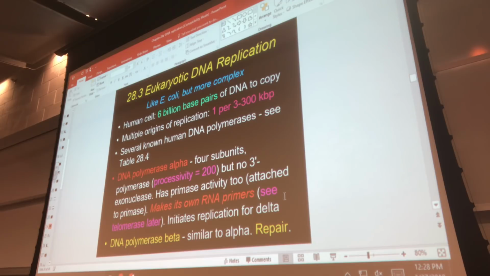DNA polymerase alpha is unique because it makes its own primers. Contrast that with prokaryotes, where you needed a separate enzyme to do that. The enzyme primase was the one that made the primers in prokaryotes. In eukaryotes, some polymerases can make their own primers. DNA polymerase beta is similar to alpha, except that it is also involved in repairing damaged DNA.